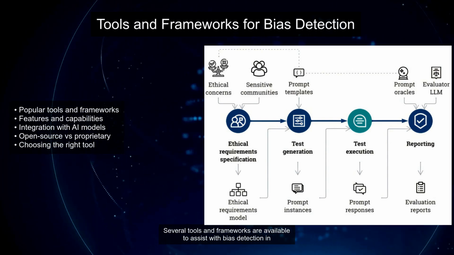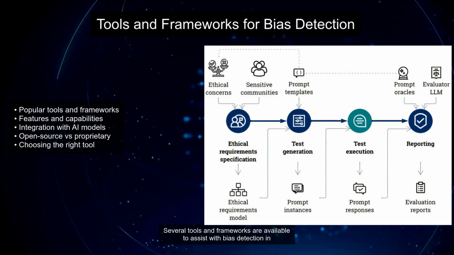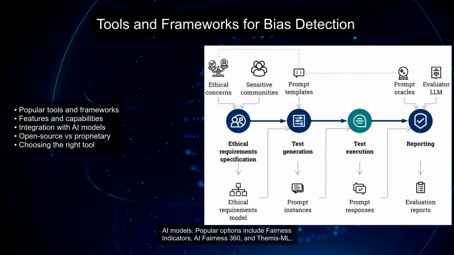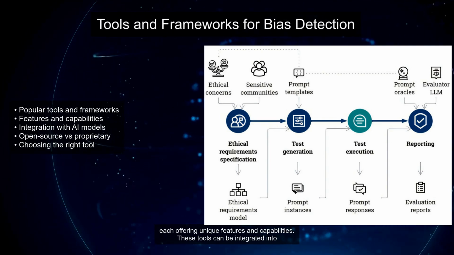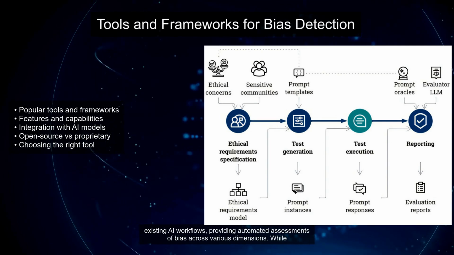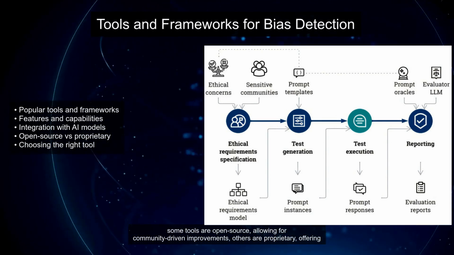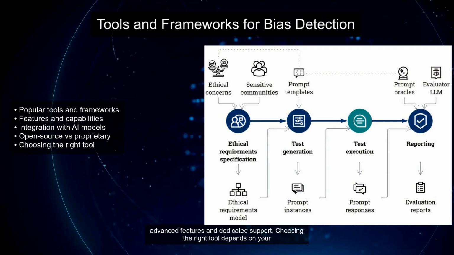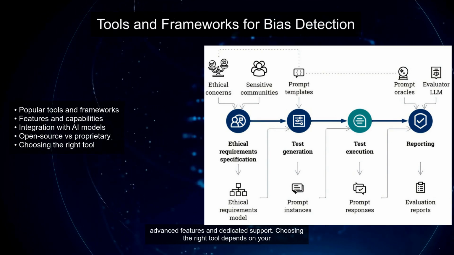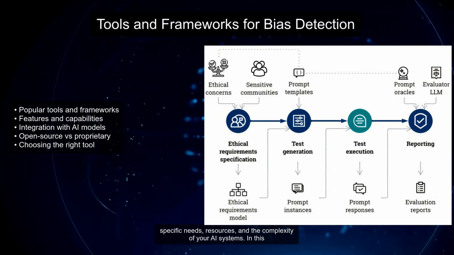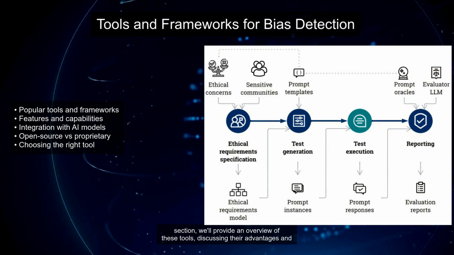Several tools and frameworks are available to assist with bias detection in AI models. Popular options include Fairness Indicators, AI Fairness 360, and Themis ML, each offering unique features and capabilities. These tools can be integrated into existing AI workflows, providing automated assessments of bias across various dimensions. While some tools are open source, allowing for community-driven improvements, others are proprietary, offering advanced features and dedicated support. Choosing the right tool depends on your specific needs, resources, and the complexity of your AI systems.